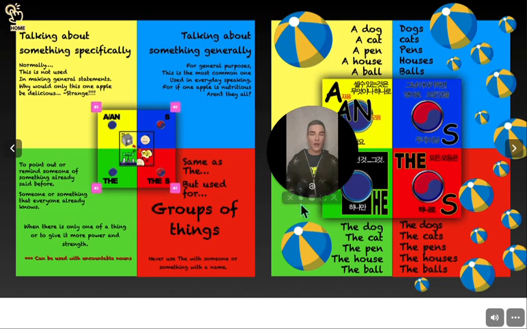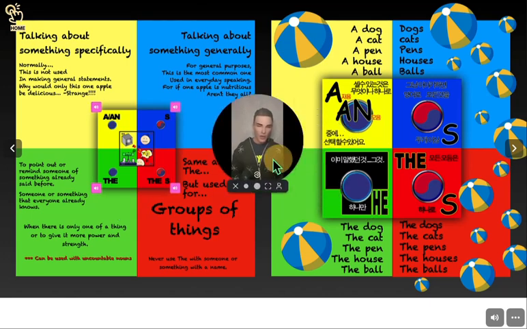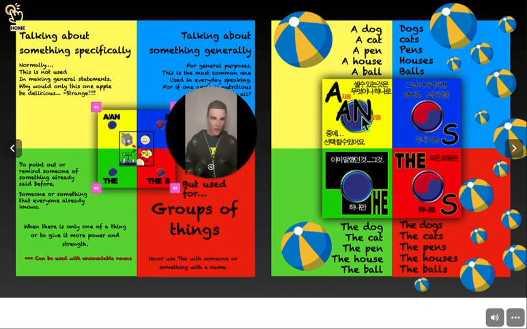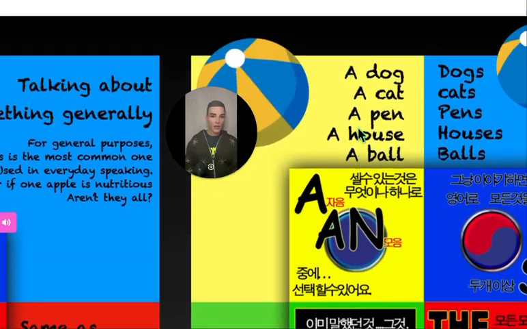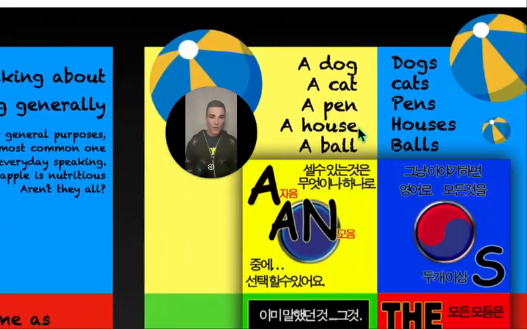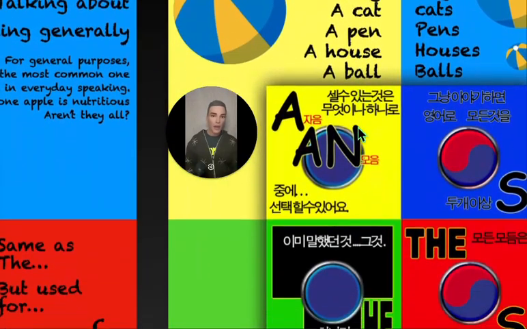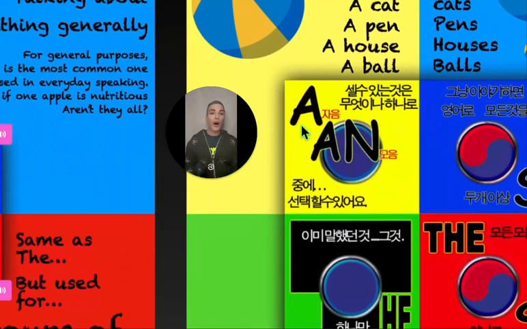Okay. So let's go over here and look at this a little more. I have this written in here for Korean students. Examples for something, a dog, a cat, a pen, a house, a ball. Oh, also something. But if the something has an A, an E, an I, an O, or a U in front of it, you need an N there.